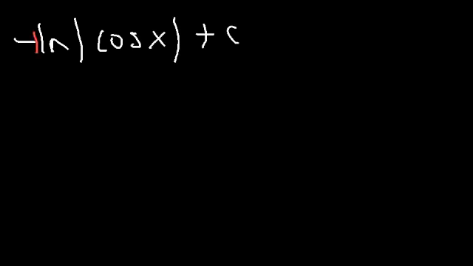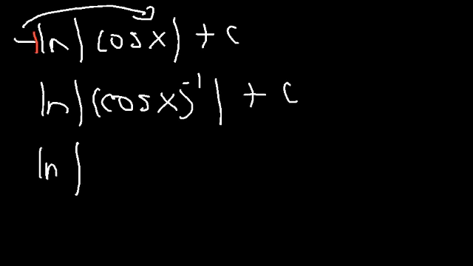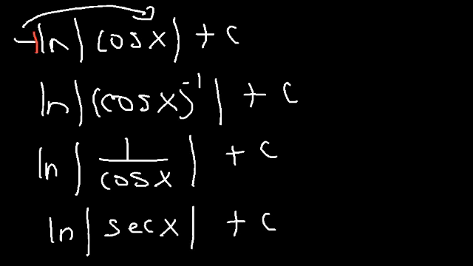Now there's a negative 1 in front of here. A property of natural logs allows you to take the coefficient and move it inside of ln. So this is going to be ln cosine x to the negative 1 power plus c, which is the same as ln 1 divided by cosine x. Now 1 divided by cosine is secant, so the final answer is ln secant x plus c. That is the antiderivative of tangent x.